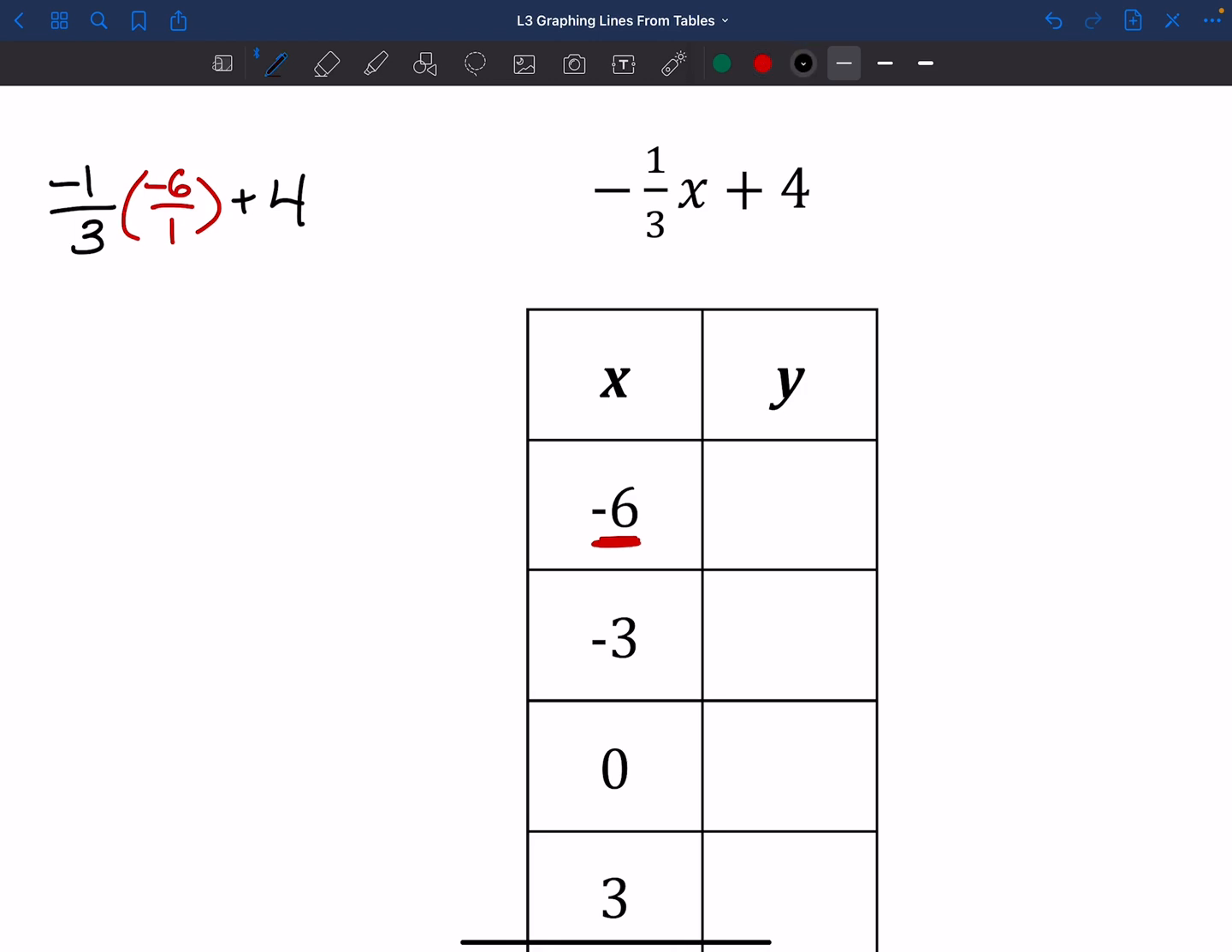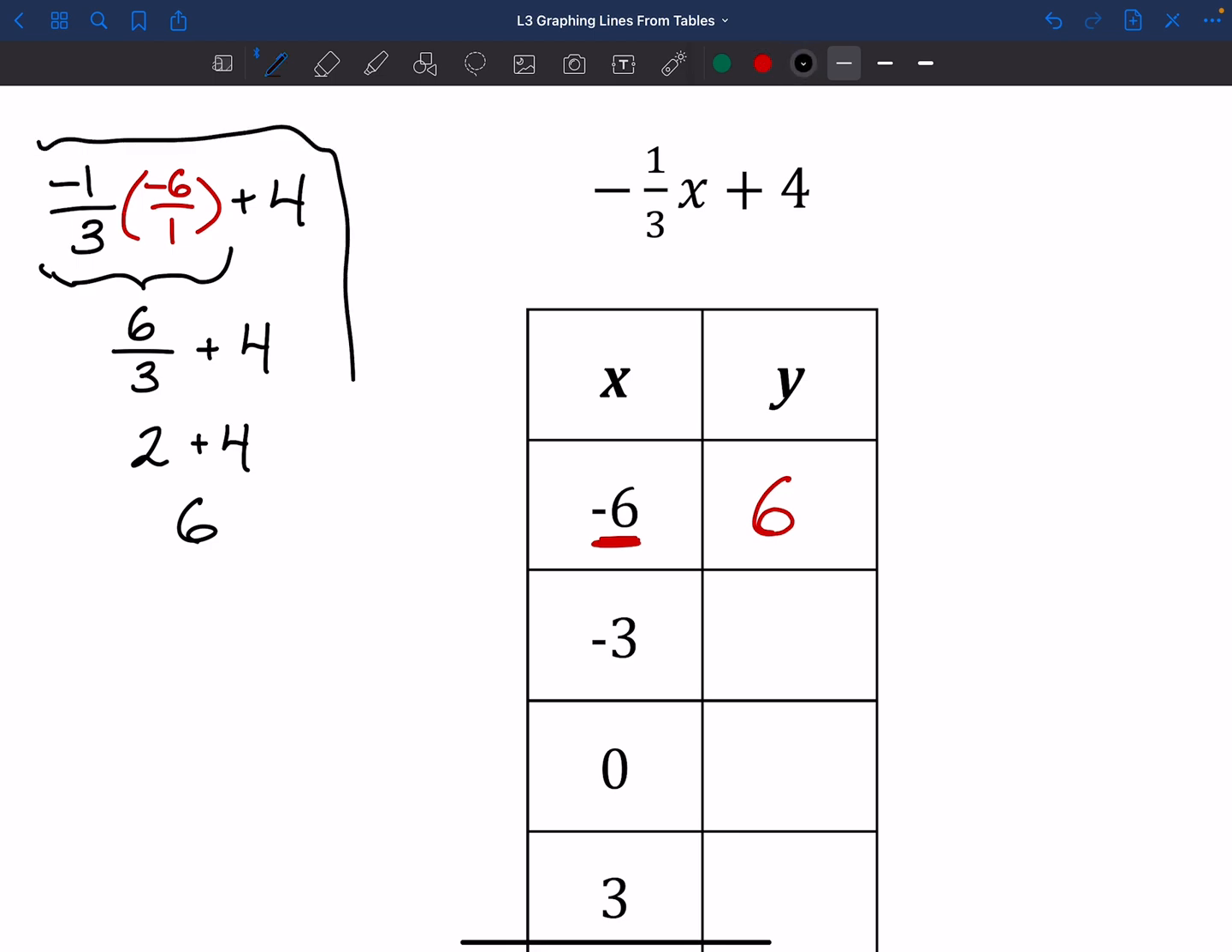As I go ahead and do this multiplication, we have negative 1/3 times negative 6 over 1. So we're going to multiply the tops together. Negative 1 times negative 6 is positive 6. 3 times 1 is 3. So we have 6/3 plus 4. Well, 6 divided by 3 is the same thing as 2. So this is 2 plus 4, which is just a regular old 6. So that's what I'm going to get for my y.